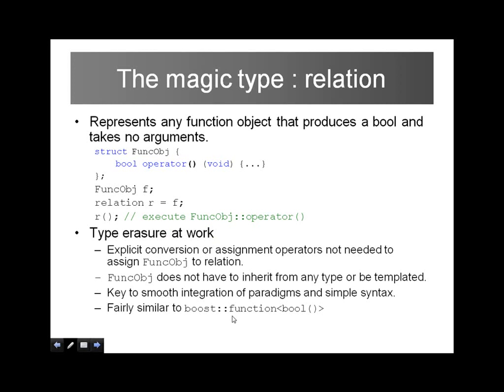This idea of a relation is very similar to the boost function as defined here. The key difference between boost function and the type relation is that you cannot assign global functions or member functions or static member functions to type relation. Only function objects are allowed.